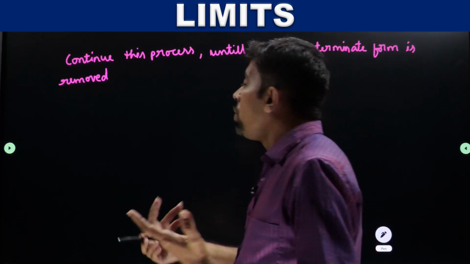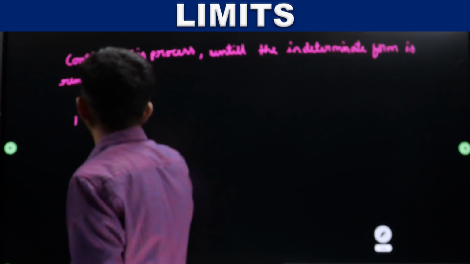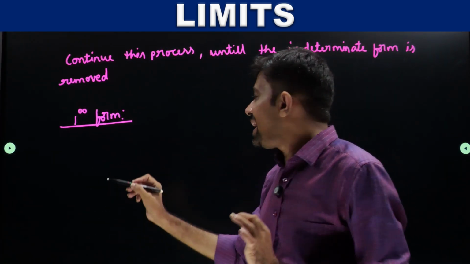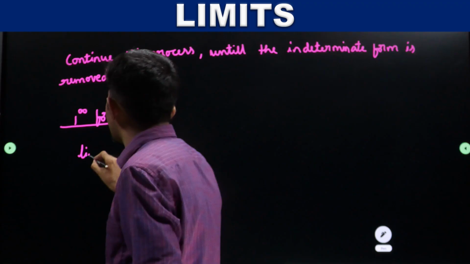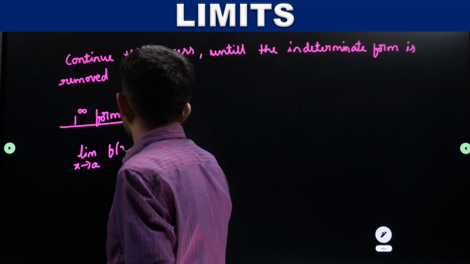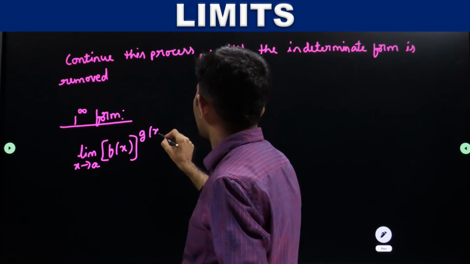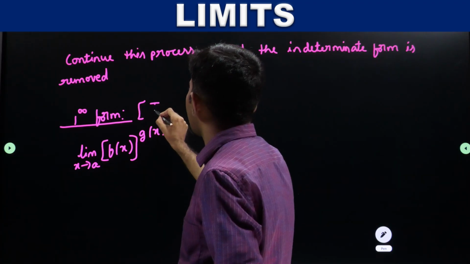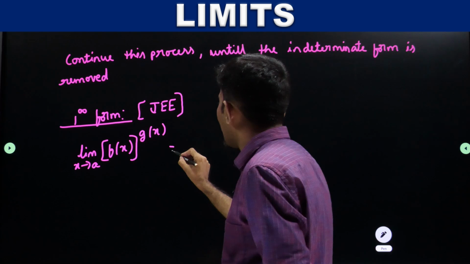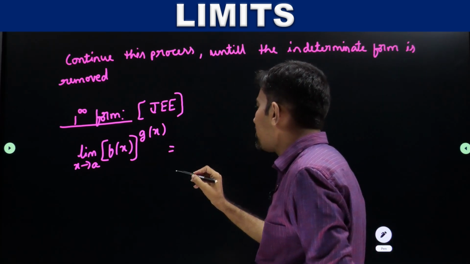Next, I go to the 1 to the power infinity form. Suppose the limit as x tends to a of f of x to the power g of x is given like this. This is exclusively required for JEE exams. It's a very important concept. If you want to evaluate this limit, suppose it takes 1 to the power infinity form.